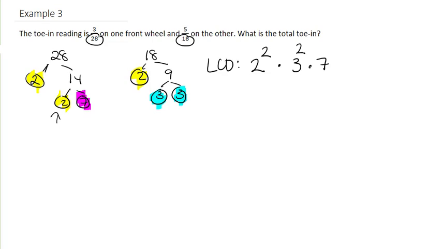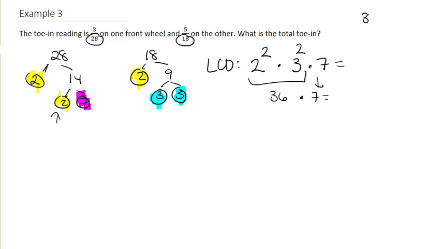When we multiply all of this out, 2 times 2 is equal to 4, times 3 is 12, times another 3 is 36, and then we need to multiply it by 7.